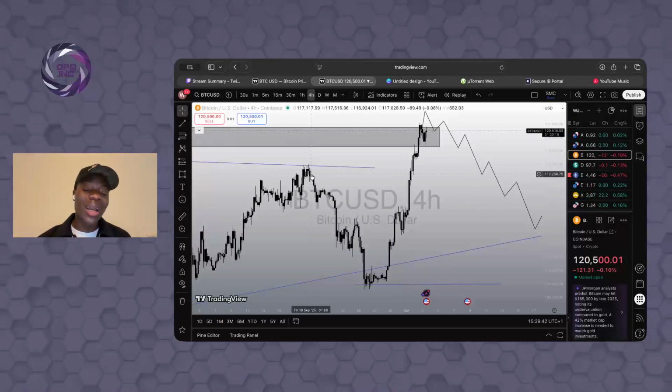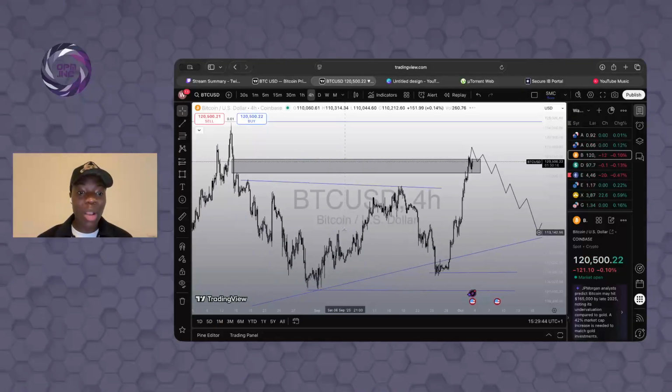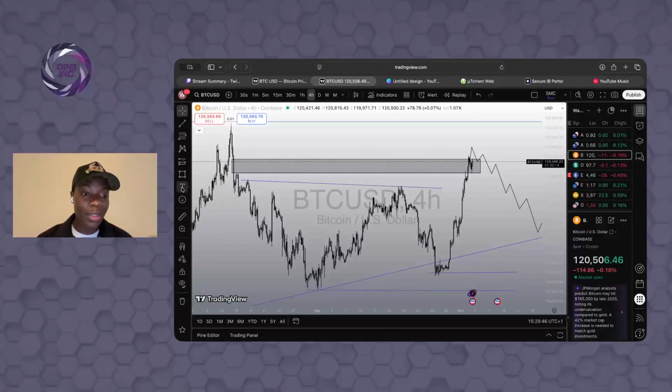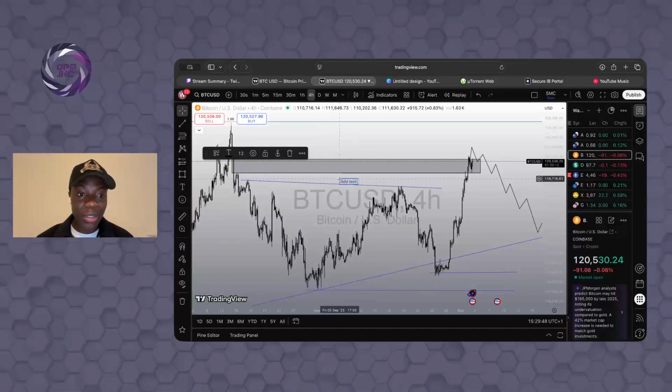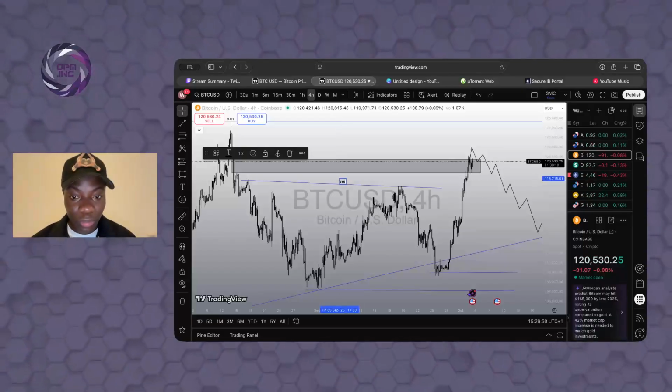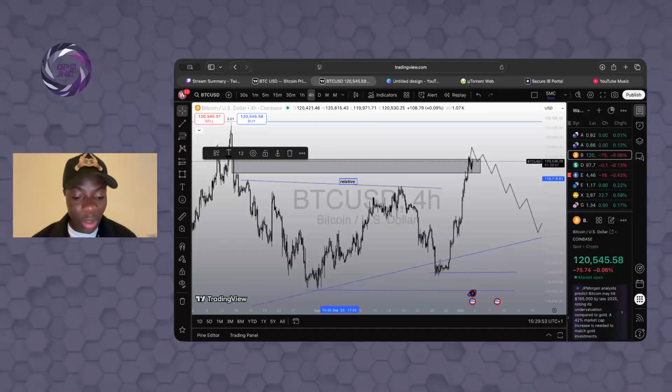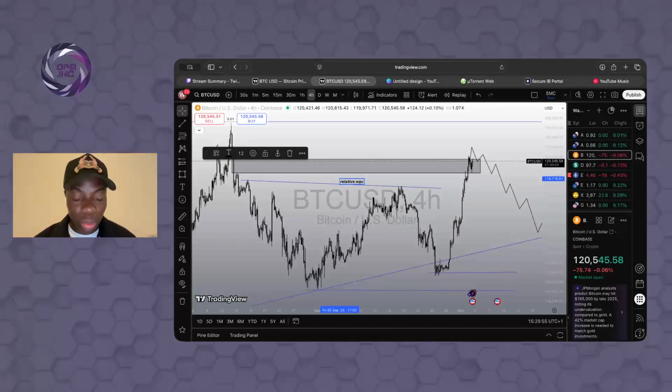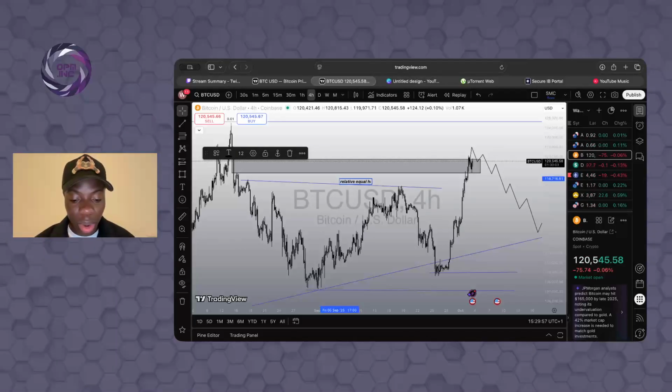So we're just going to quickly dive into the 4 hour time frame. And what we can see here is some relative equal highs. I'm just going to highlight that for you guys so you can see it. Relative equal high.